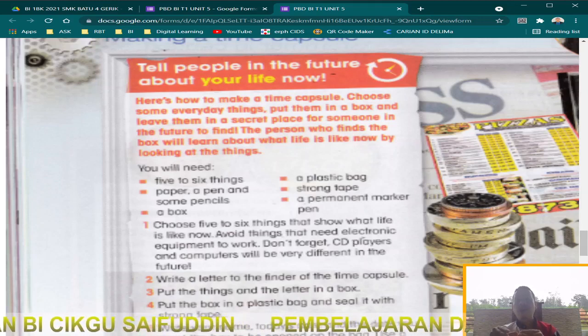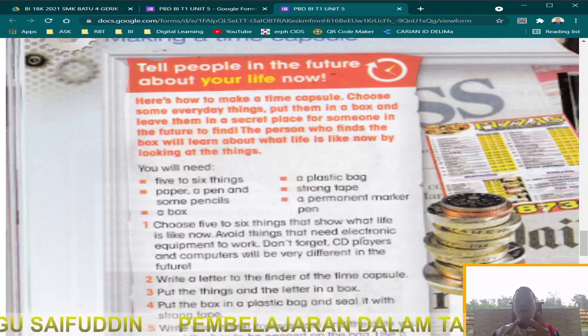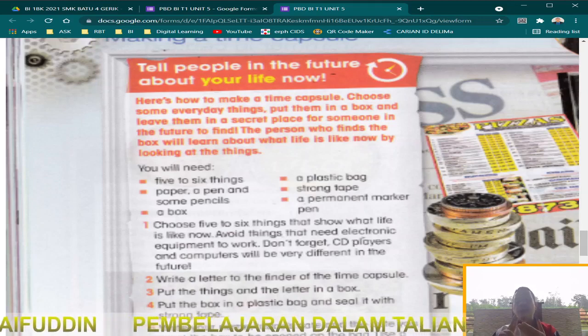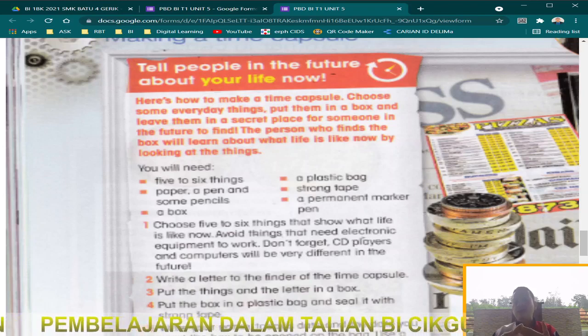Dia akan buka pada masa hadapan, pada masa itulah yang ditetapkan. So you will need 5 to 6 things to think about. Apakah 5 atau 6 perkara yang anda fikirkan yang akan berlaku pada diri anda in the future?